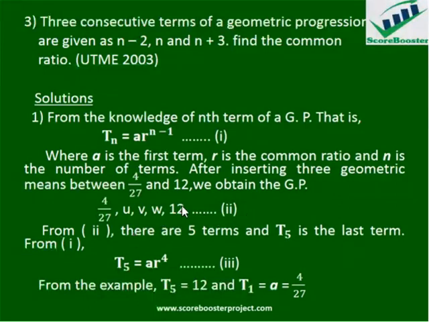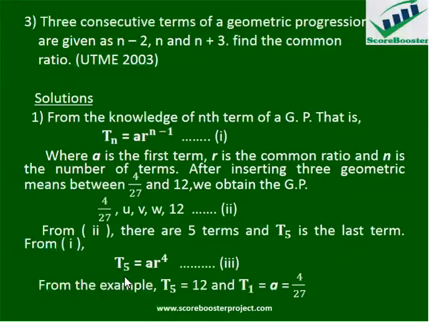So from the second equation here, there are 5 terms, and T5 is the last term, and the value for T5 is 12. So from 1, we know that T5, that is when n is equal to 5, will be equal to ar raised to the power 5 minus 1, and 5 minus 1 will give 4. So T5 is equal to ar raised to the power 4, and that is tagged as the third equation.